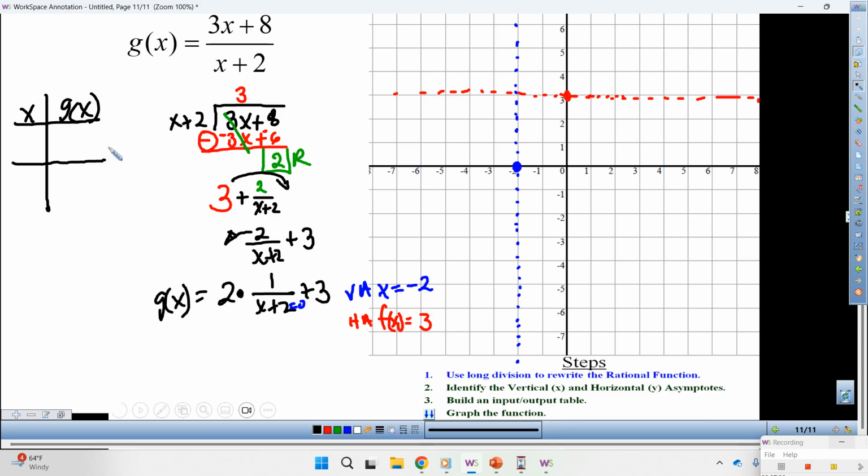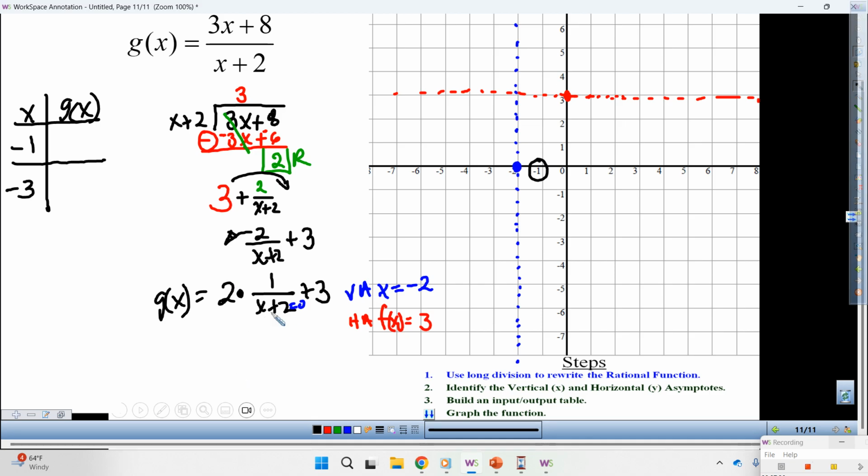Mario, pass them on. Joseph. Negative 1. And what else? And negative 3. 1 from the left, 1 from the right. Okay. Now some of you wrote negative 3 first, and that's fine.